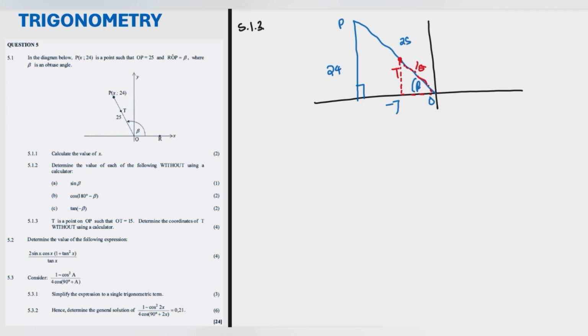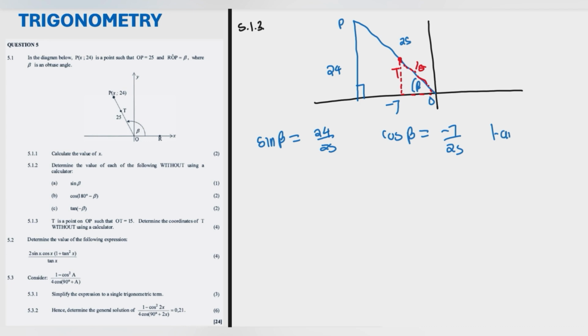Determine the coordinates of T without using a calculator. So the coordinates of T will be those coordinates there. Now we're looking at these two triangles, the bigger triangle and the smaller triangle. They have a common angle, which is beta. And how do you determine beta? You can determine beta in three ways. The first way, you can say sine of beta is equal to the opposite, which is 24 over 25. You can say cos of beta is equal to negative 7 over 25.